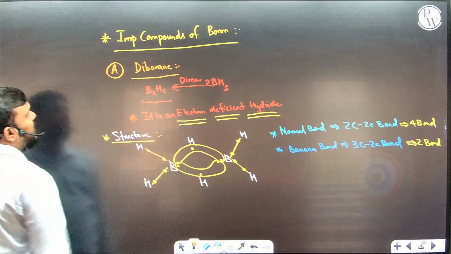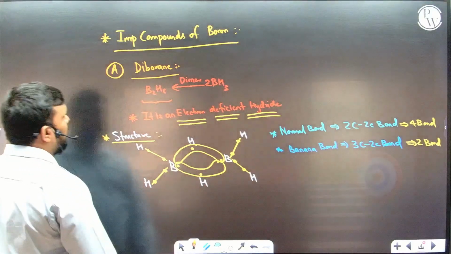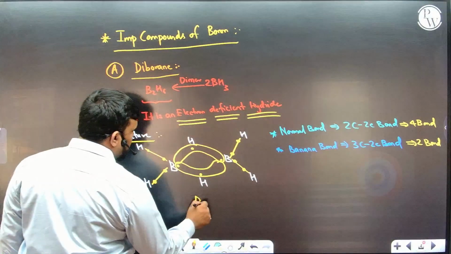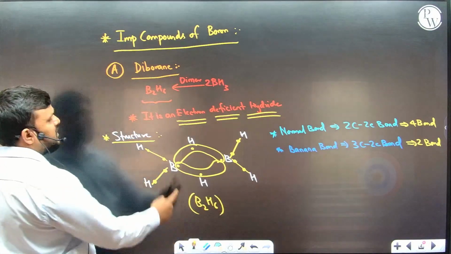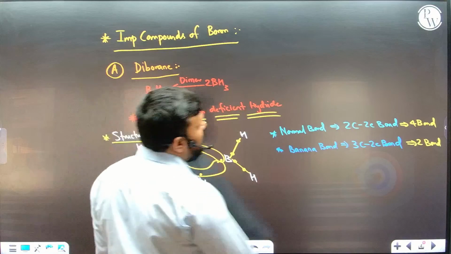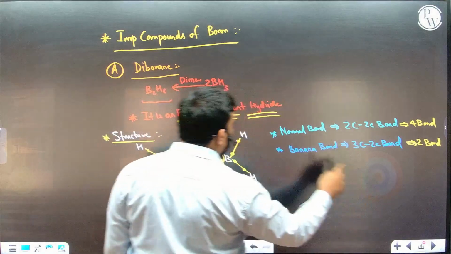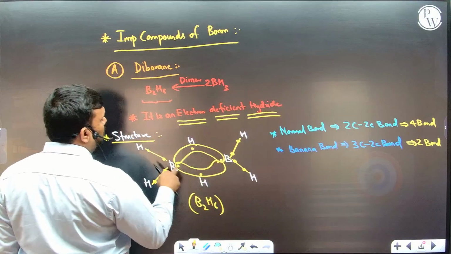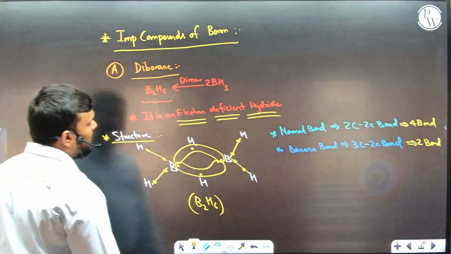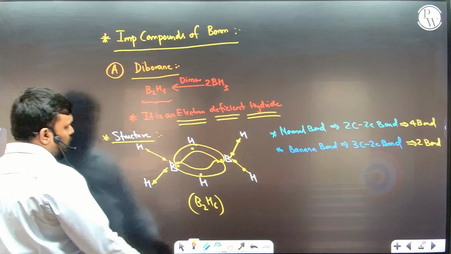So it is a very interesting structure, diborane. You can see B2H6, and it is famous for its banana bond. You can see banana bond is nothing but a 3-center 2-electron bond. Why do we call it a 3-center 2-electron bond? Because we are having 3 atoms involved and only 2 electrons in it. So we call it a 3-center 2-electron bond.